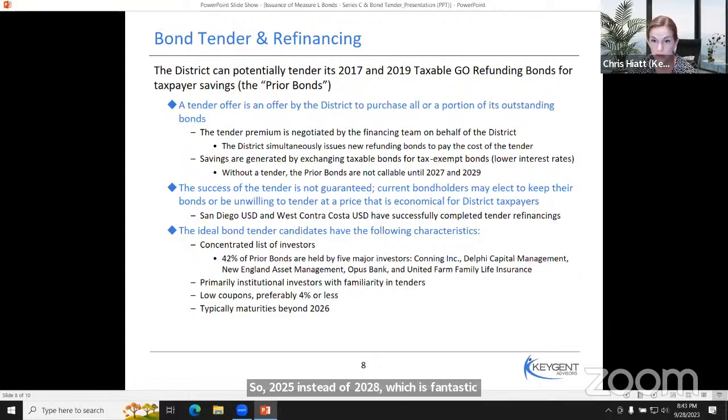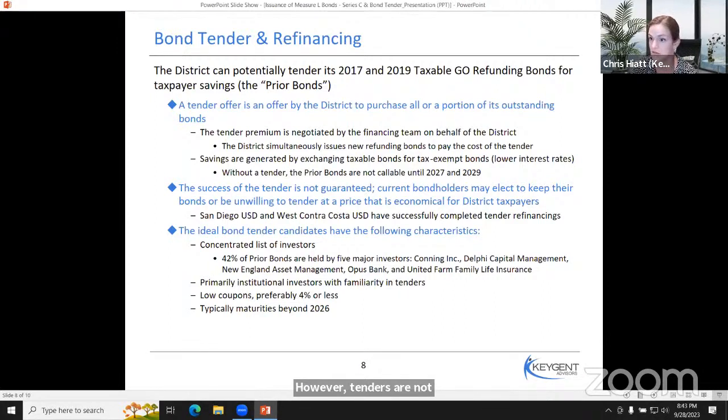One other idea we wanted to present to the board tonight is a bond tender and refinancing of your 2017 and 2019 taxable refunding bonds. A tender is a type of refinancing where investors are willingly giving up their bond holdings for a premium, and it would allow you to convert your taxable bonds to tax-exempt bonds. However, tenders are not guaranteed success.